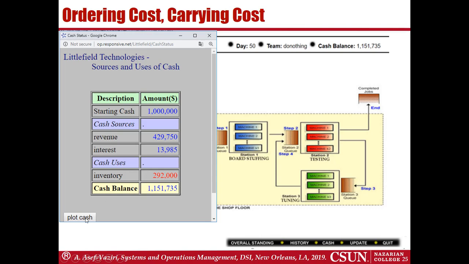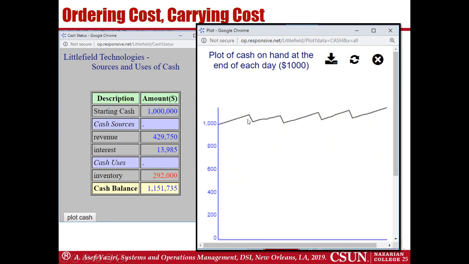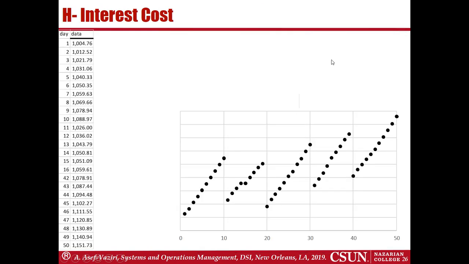And then I try to plot the cash. It goes up because I sell product and I also collect interest, and it comes down because I purchase inventory. And then I download the Excel file and I plot it. It looks like this. And now I ask the student to estimate H for their inventory model.